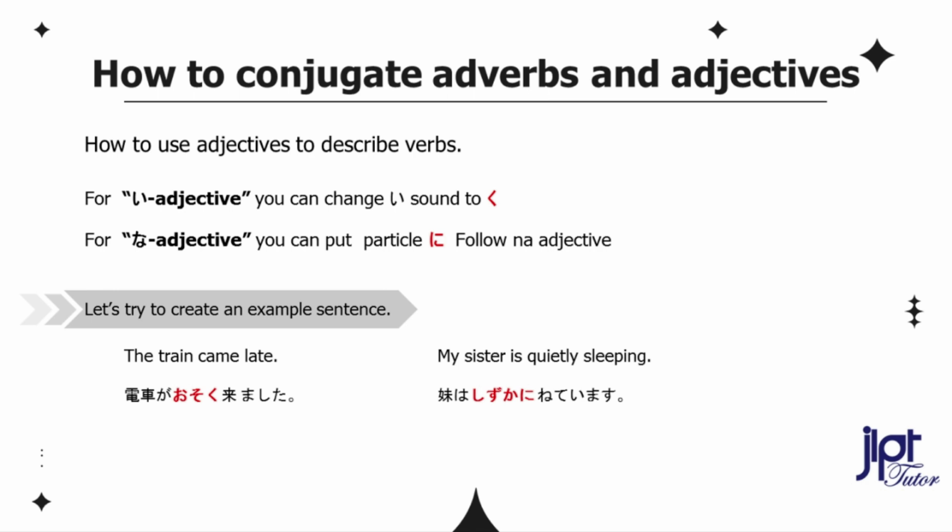The train came late. 電車が遅く来ました。My sister is sleeping quietly. 妹は静かに寝ています。You just need to remember the rule. In i adjectives, change the i sound to ku sound. In na adjectives, you can put particle ni. Follow the vocabulary.